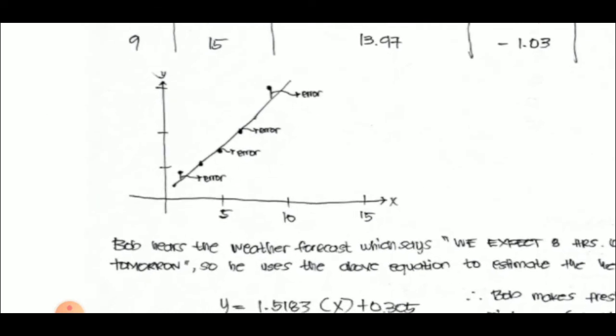The error is the vertical distance from the line, which is the line we make to get as close to all the data points as possible. So those vertical distances between the line and the data points are our error.